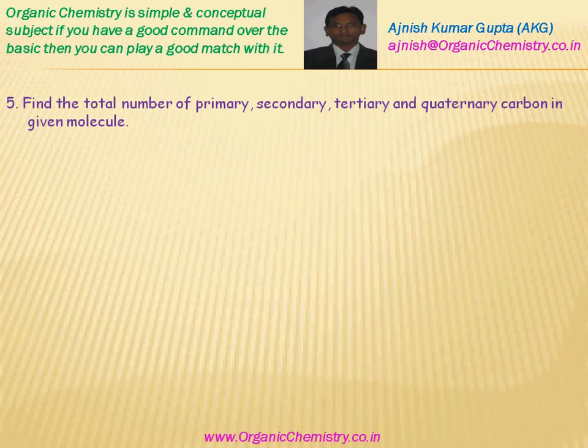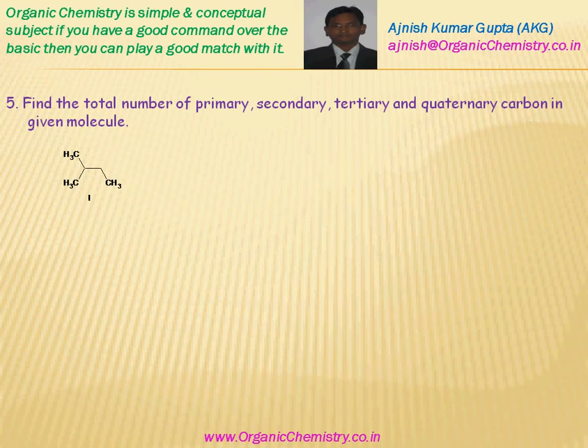Find the total number of primary, secondary, tertiary and quaternary carbon in given molecules. Primary carbon is that one in which none or one carbon is attached to carbon. Secondary carbon is that one in which carbon is attached to 2 carbon. Tertiary carbon is that one in which carbon is attached to 3 carbon, while quaternary carbon is that one in which carbon is attached to 4 carbon.